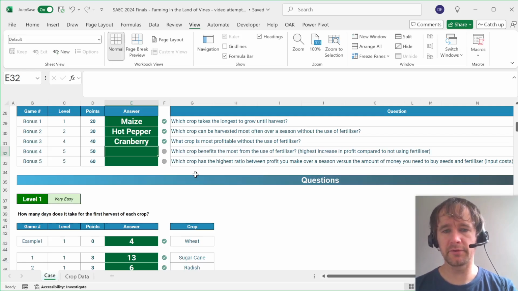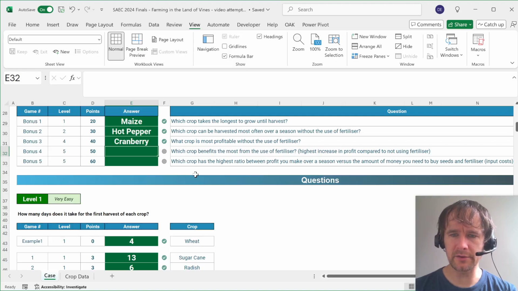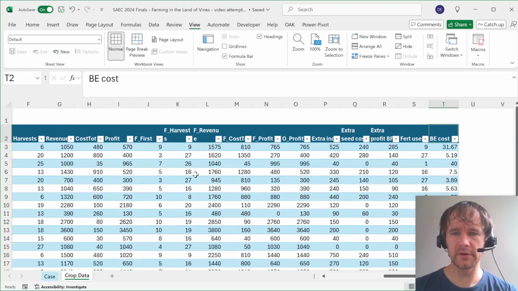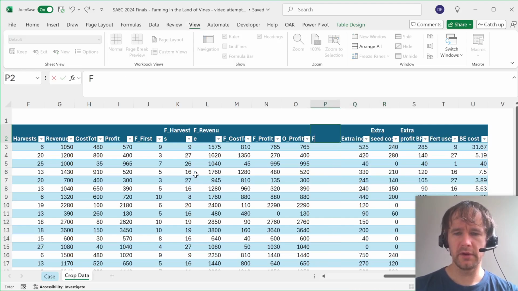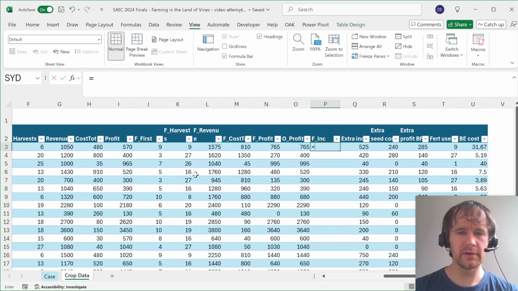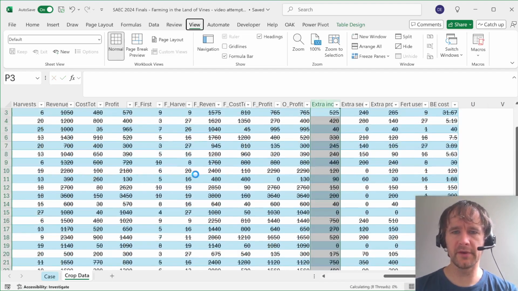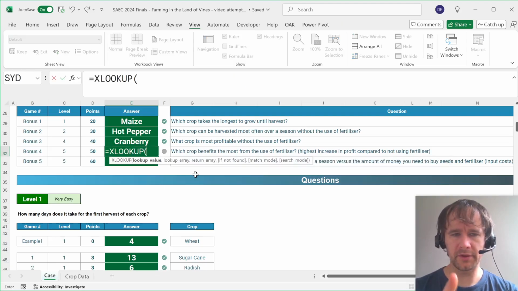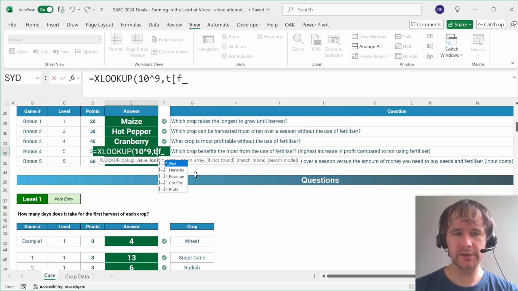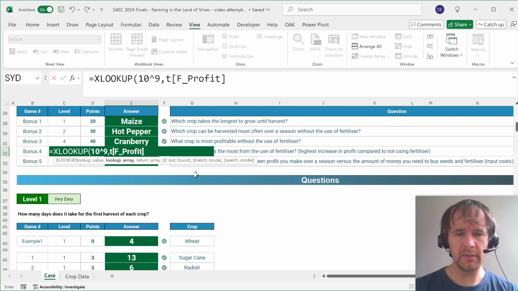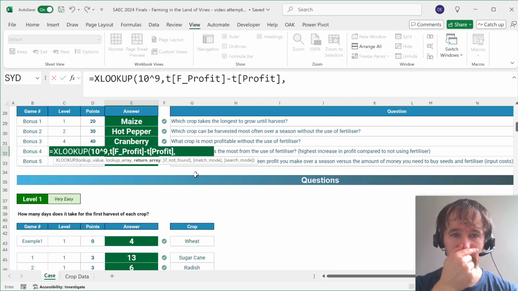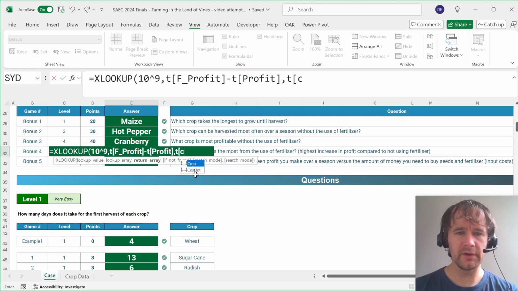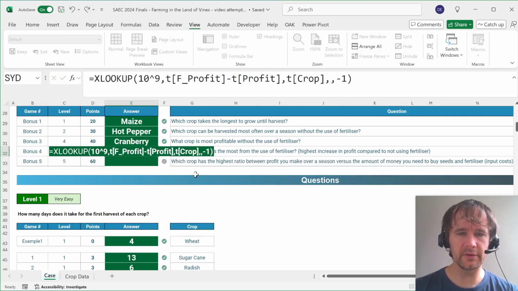Which crop benefits the most from the use of fertilizer? Highest increase in profit, presumably an absolute profit. So F increase. Actually, you know what? You don't even need to. I'm sorry, I'm over laboring it. Because XLOOKUP can do this. So again, just big number. But the lookup array, what we want is the fertilizer profit minus T profit. And XLOOKUP is absolutely happy to look up in a dynamically calculated array like that. So I don't need to add a new column to my table. And again, exact match or next smallest.